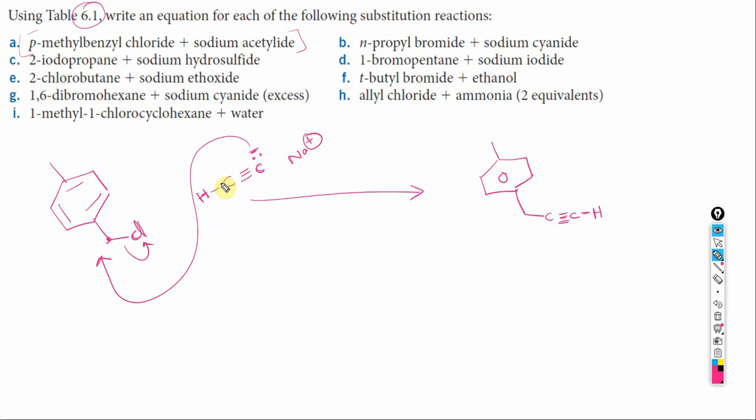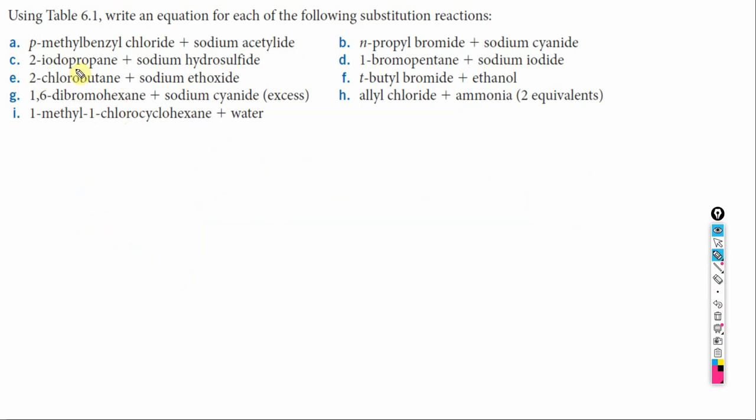So you can definitely expect to see questions of this nature in your quizzes and tests, where you are given the names of the compounds as opposed to just the structures themselves. So make sure you follow table 6.1 to see what all the nucleophiles you can have, and also make sure you go back to naming in the earlier chapters to know what the structure of the reactants are in your questions.